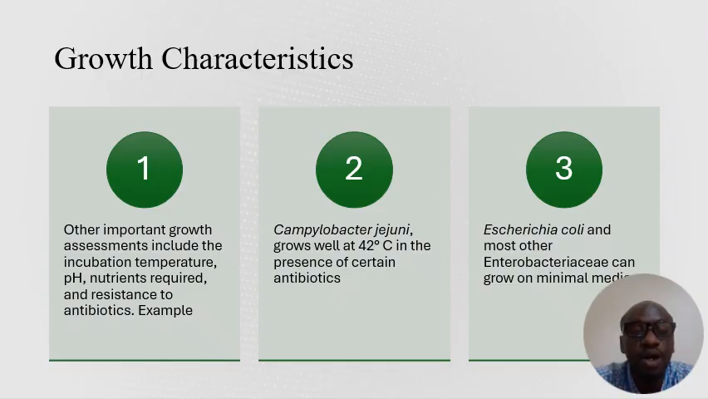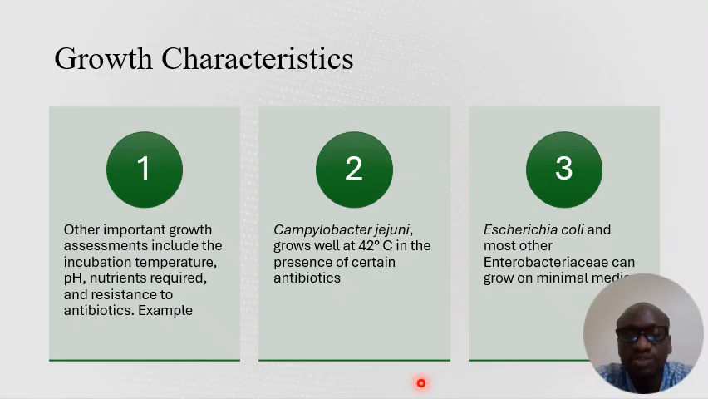Then their growth characteristics are important in the assessment of bacteria, in terms of how they incubate them and the temperature they require, which is also used in determining the nature of the bacteria. So some bacteria can grow well at a higher temperature. An example is Campylobacter jejuni, which grows well at 42 degrees centigrade in the presence of certain antibiotics.